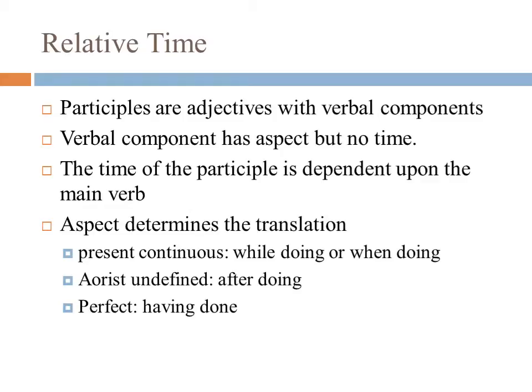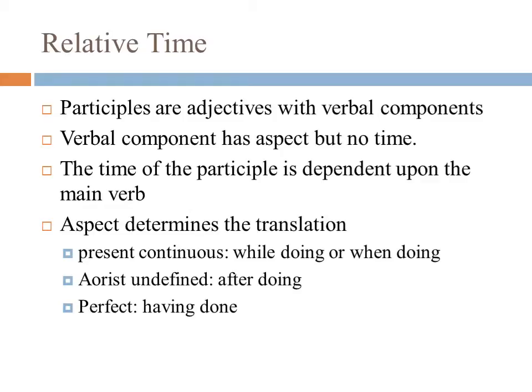The time of the participle is dependent upon the main verb. So if the main verb is in the past, then the participle is in some relationship to the past, future, etc. So the main thing to understand is it is the main verb, because a verb can have two elements, right? Both time and aspect. So it contains the time. The only thing that a participle can have is aspect. Therefore, it's going to have what is called relative time. Time relative to the main verb.